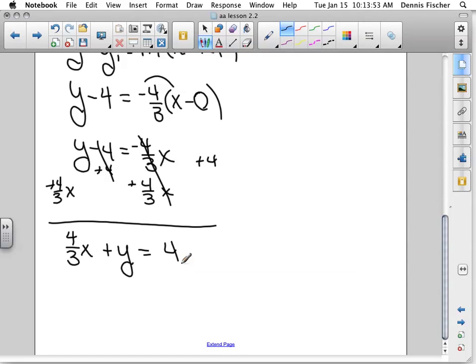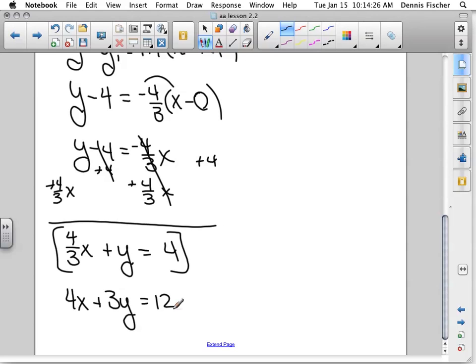Now I'm going to multiply by the common denominator, which would be 3, and I'm going to get 4x plus 3y equals 12. Agree? Okay, that's standard form. Now if I look at these two equations, if I graph these on my calculator, what should happen? They better be perpendicular, right?